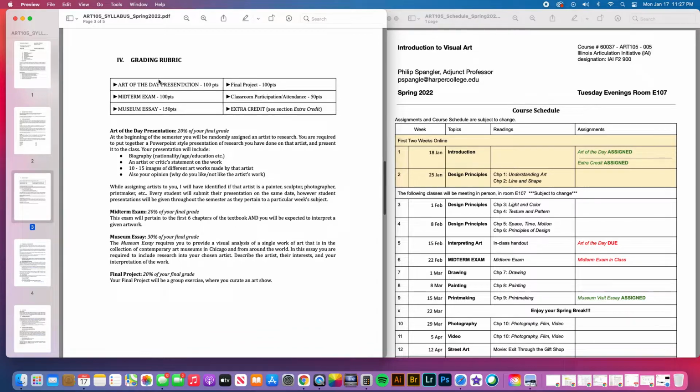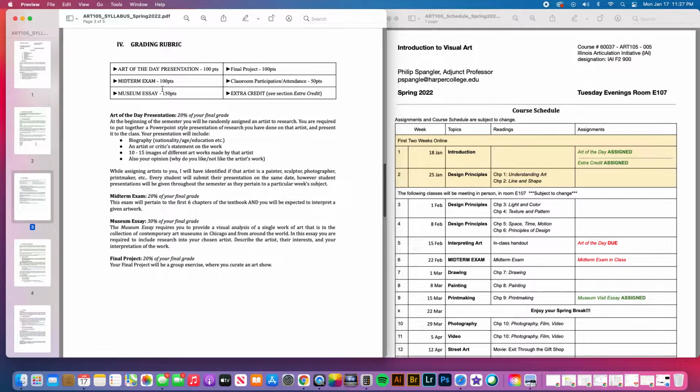Here are brief descriptions of the upcoming projects and how much they're worth. So your Art of the Day presentation is assigned on the first day of class. That is worth 20% of your grade. Your midterm exam is also worth 20% of your grade. Your museum essay, which is the only paper you have to write all semester, is worth 30% of your grade. And then your final project, which is a group project, is worth 20% of your grade.